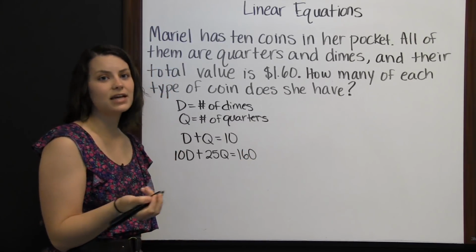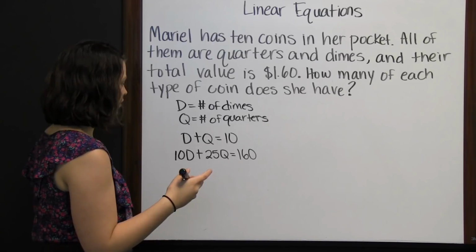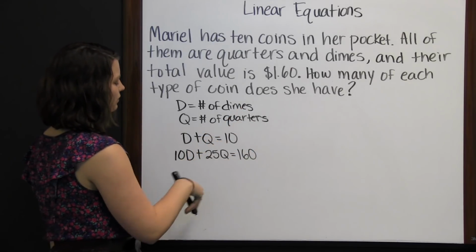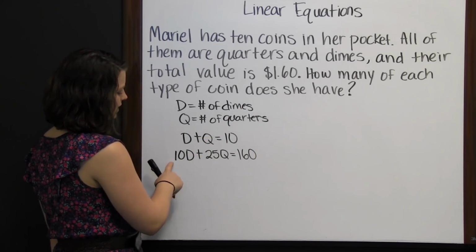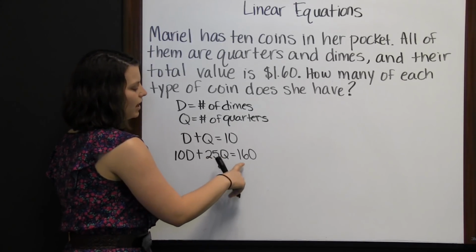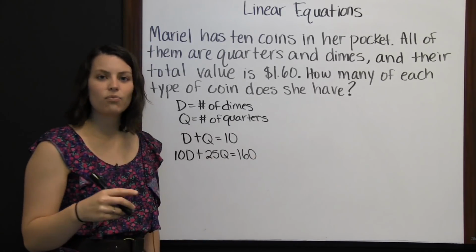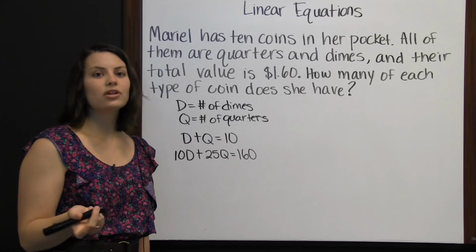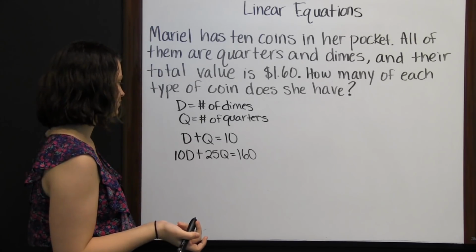We've eliminated the decimals, so we just move the decimal over 2 times to the right for all of our numbers. So instead of 10 cents, we have 10. Instead of 25 cents, we have 25. And instead of $1.60, we have 160. But you could leave the decimals in there if you wanted to.